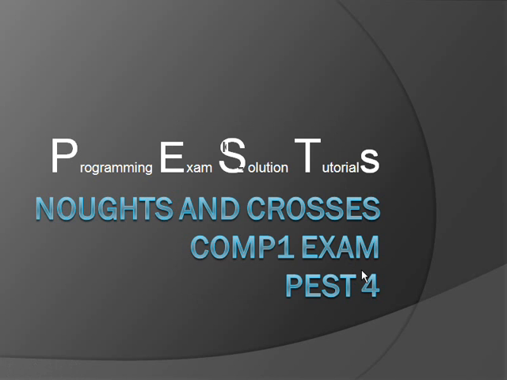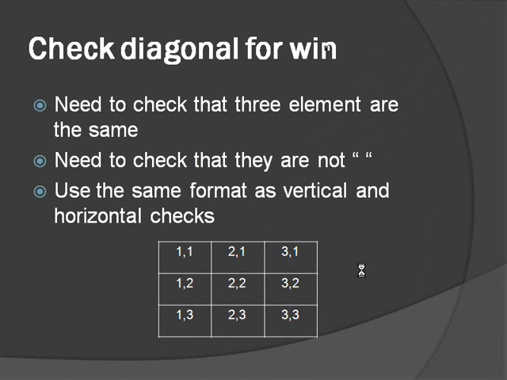We're on to PEST 4 now, and this time we're going to be looking at how can we check if a diagonal has won. So currently the program only checks vertical and horizontal, and really all we're going to do is just check that three elements are the same. Is 1 1, 2 2 and 3 3 the same? Or of course 1 3, 2 2, 3 1.